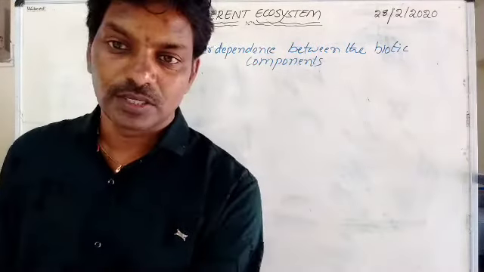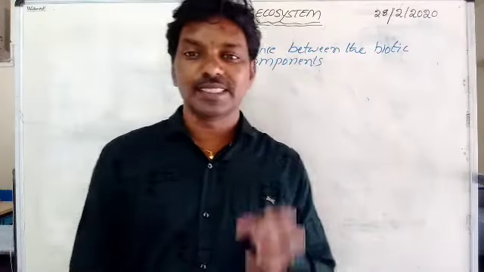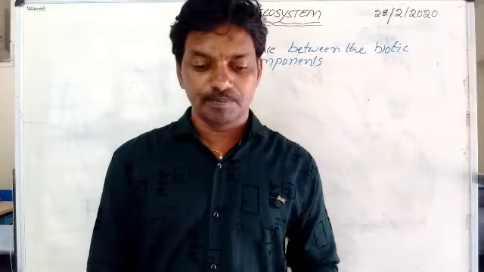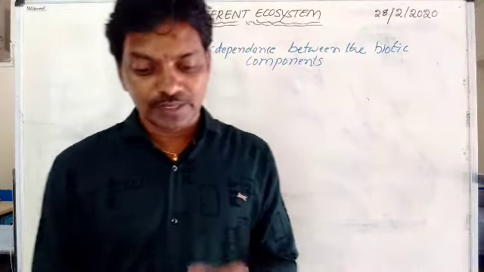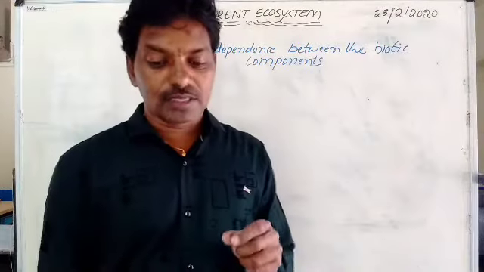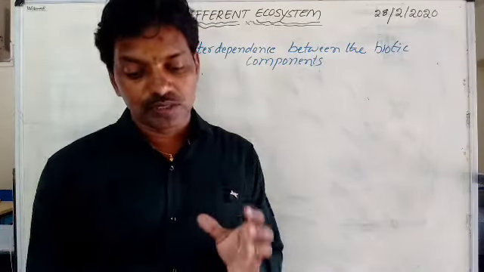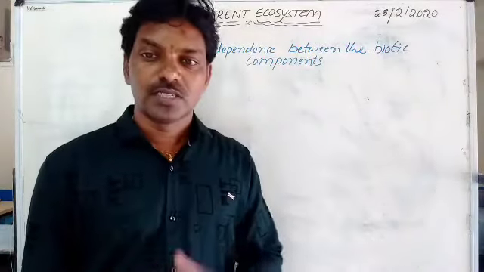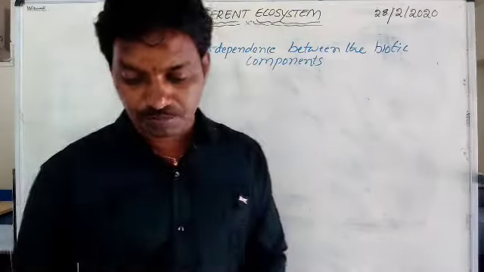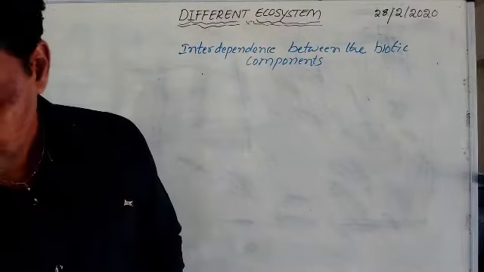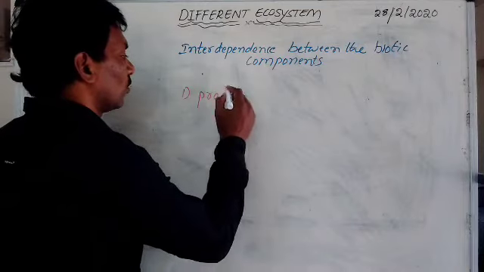Based on this, in an ecosystem, living beings are divided into three types. What is given in our textbook? At the end, an ecosystem is divided into three levels. The first one is the producer, the second one is the consumer, and the last one is the decomposer. What is the first one? I'm going to write it. Producers. Three levels are there.